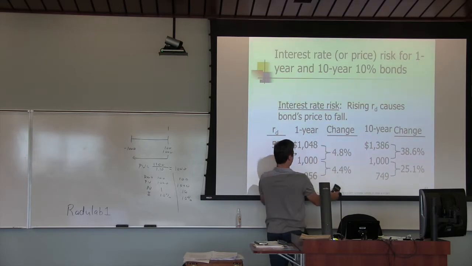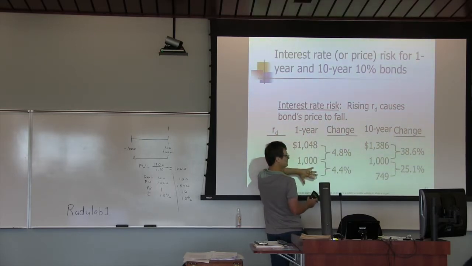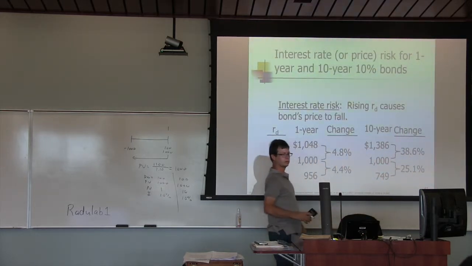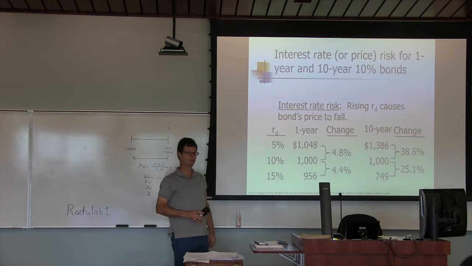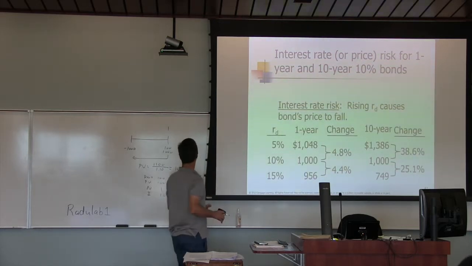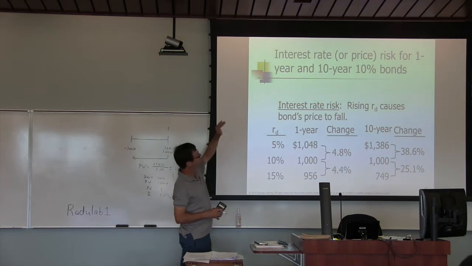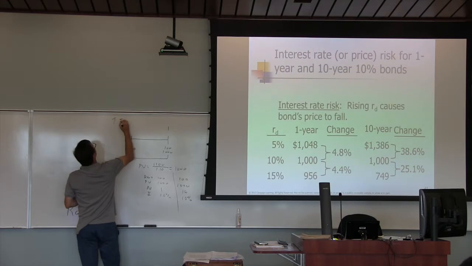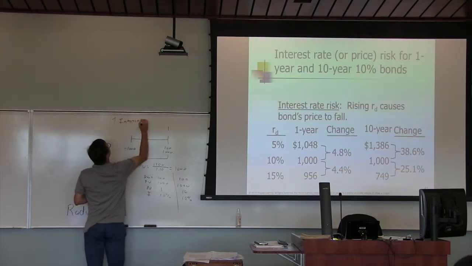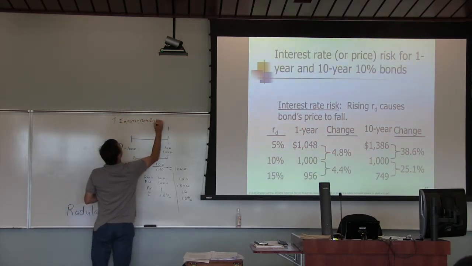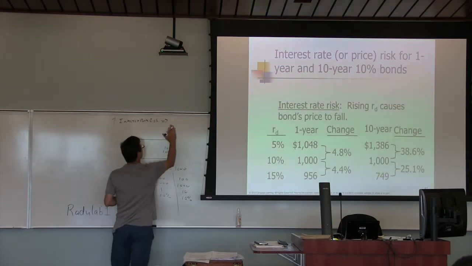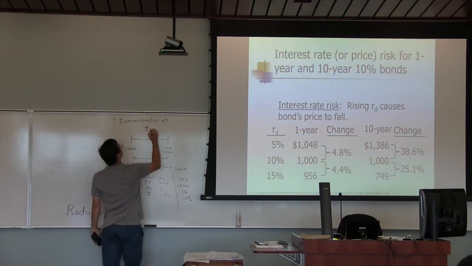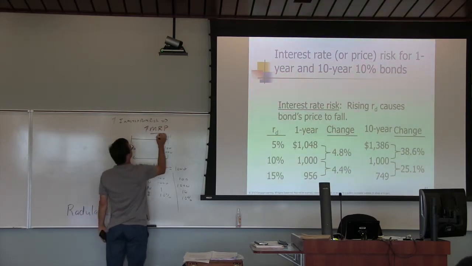That's the key ingredient here, right? The short-term bond, the price doesn't fluctuate that much. For the long-term bond, the price fluctuates a whole lot based on changes in interest rates. As a result then, the longer-term bonds are going to have a higher interest rate risk. What that implies for those bonds then is they're going to have a higher or greater maturity risk premium, right?